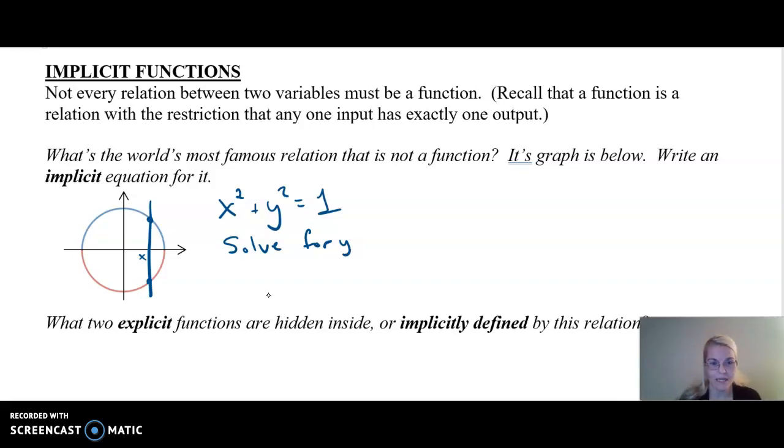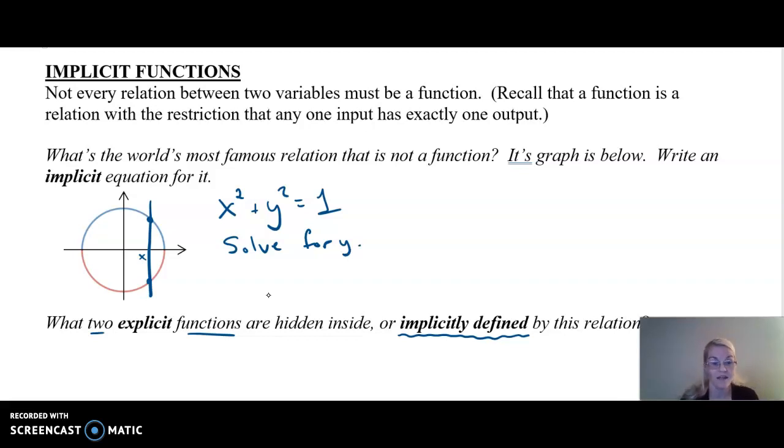So this relation, x squared plus y squared equals 1, is not a function, but it implicitly defines two functions that we can explicitly write. So what does it mean to explicitly define a function? It means you say y equals an expression in terms of x. So how do we start with a relation and find the functions it implicitly defines?